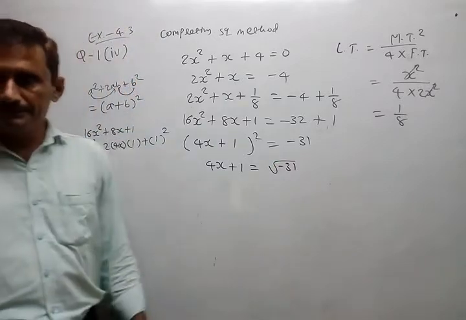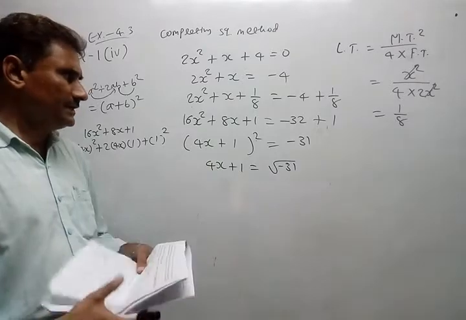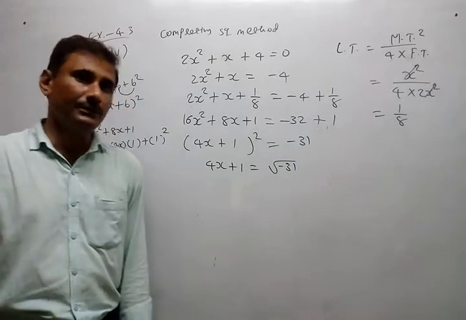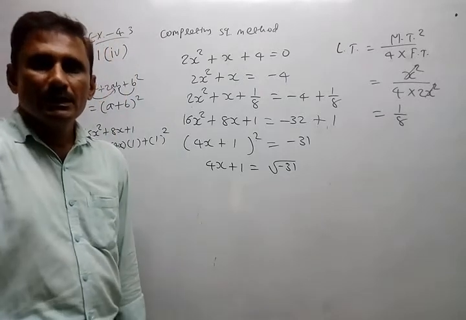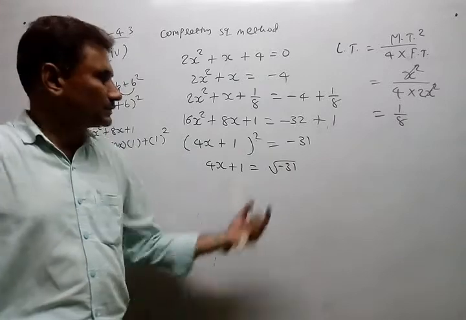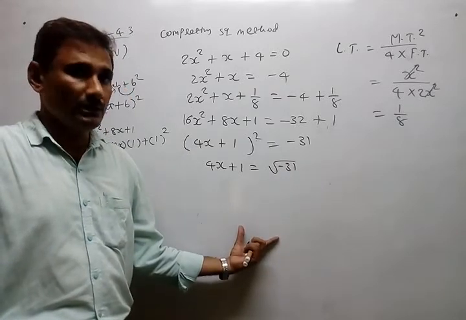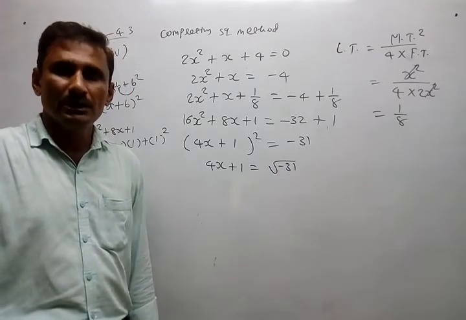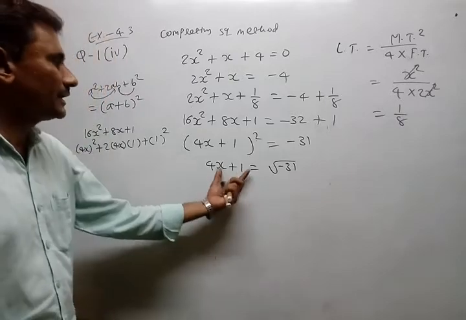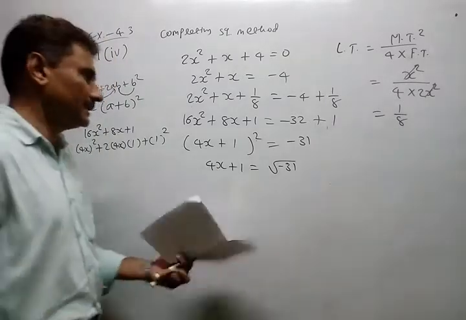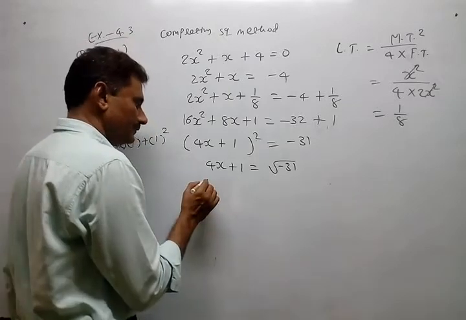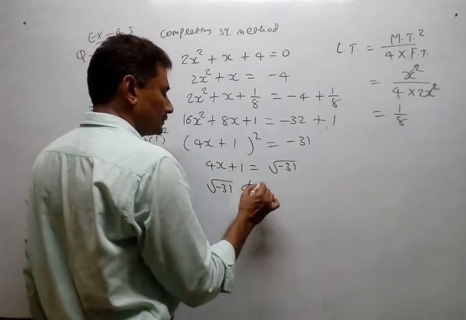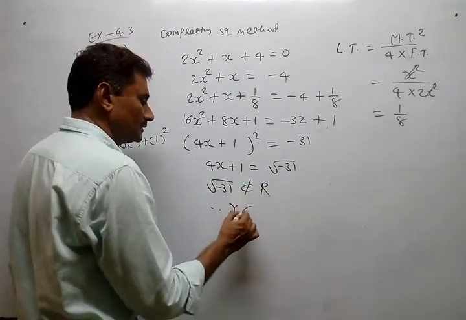Now one problem arises. Plus minus may be written or not written, that is not important, but square root of a negative number is never possible. No square root of negative numbers. So we cannot go ahead here. We cannot proceed here. Why? Because how to find the square root of a negative number? It is not real. So we cannot give an answer. In this type of case, we can say, therefore, minus root 31 does not belong to R. Therefore, x does not belong to R.